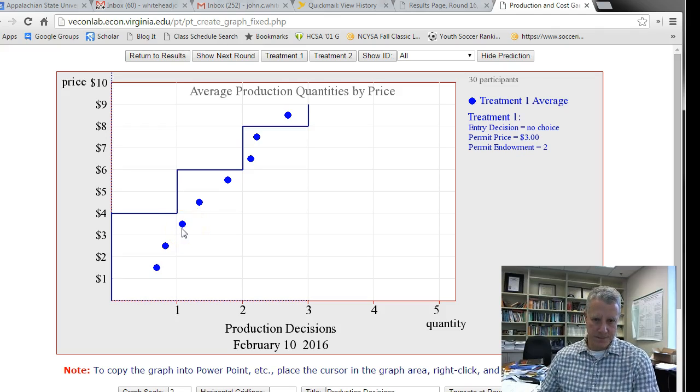So every time a dot is below the theoretical supply curve or the predicted supply curve, we're losing money. Okay, and that happened up until the price of 8.50, when the decision is a whole lot easier.